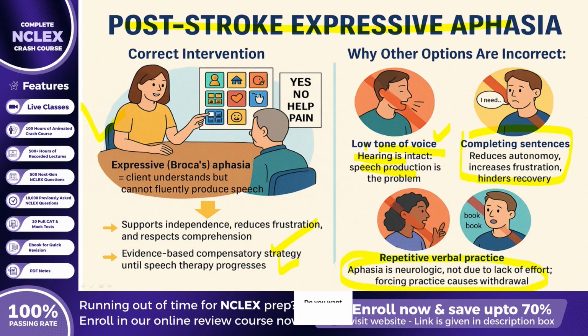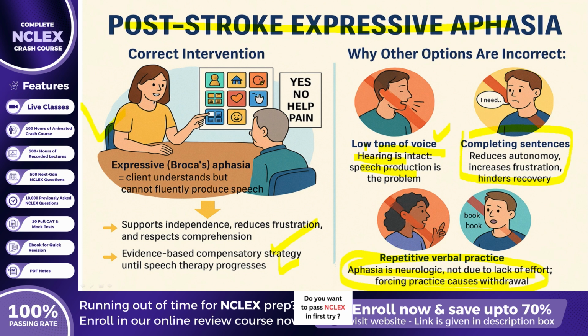Finally, Option 4, encouraging verbal practice of key words, is also incorrect. Expressive aphasia is not caused by lack of practice or effort. It is a neurologic impairment. Forcing repetitive attempts may overwhelm and frustrate the client, leading to withdrawal from communication attempts. While structured exercises belong in the scope of speech therapy, the nursing role should emphasize functional, compensatory strategies that support day-to-day communication.